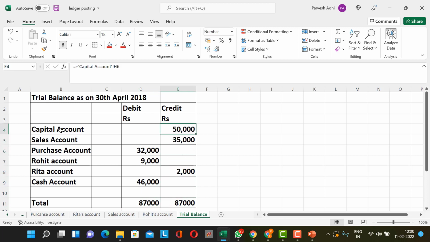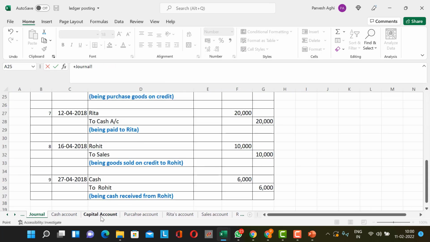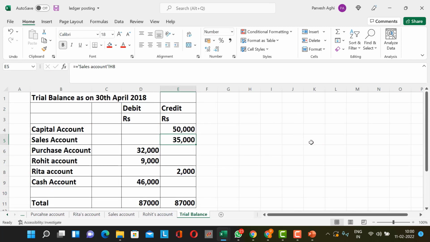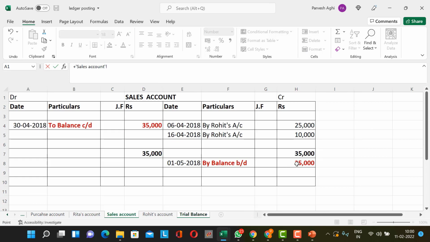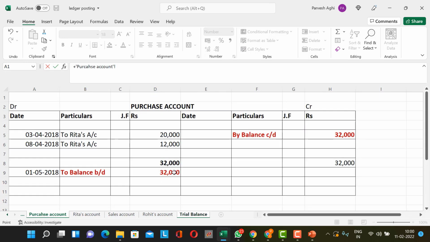So I'll go to the capital account first. It has a credit balance, so this amount will be posted on the credit side. Sales account: this amount will get posted on the credit side as well. Then purchase account: this is on the debit side, which is coming on 1st of May. Always take up that amount.